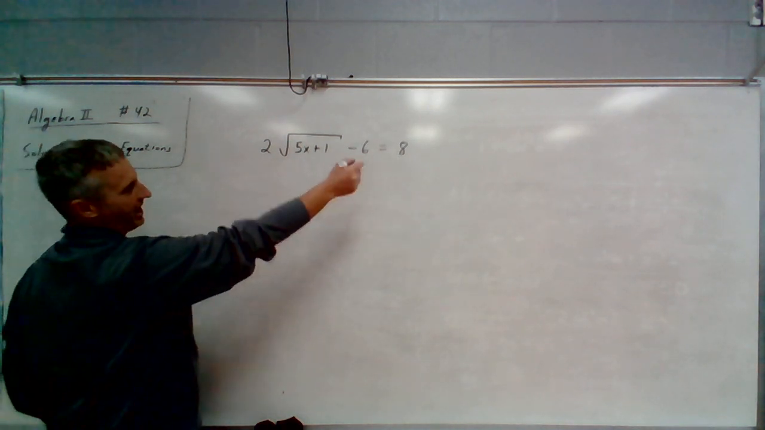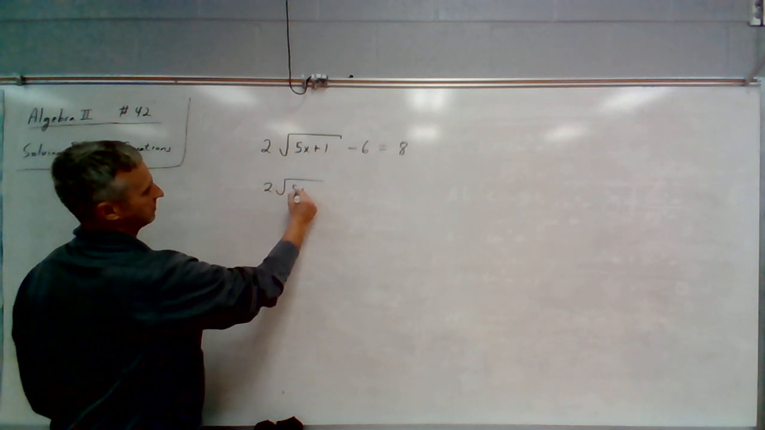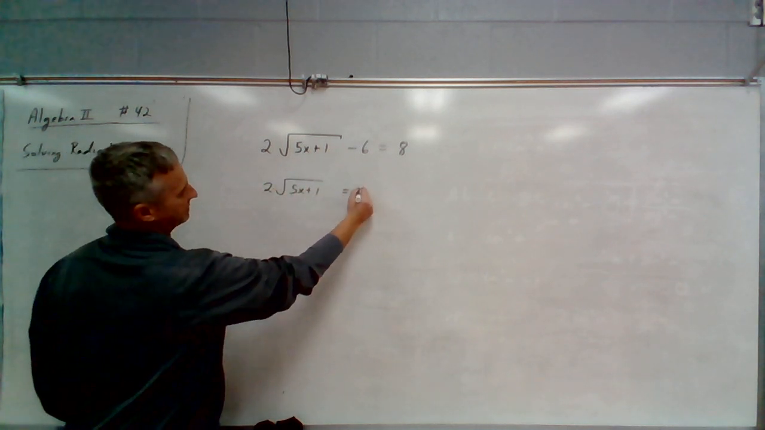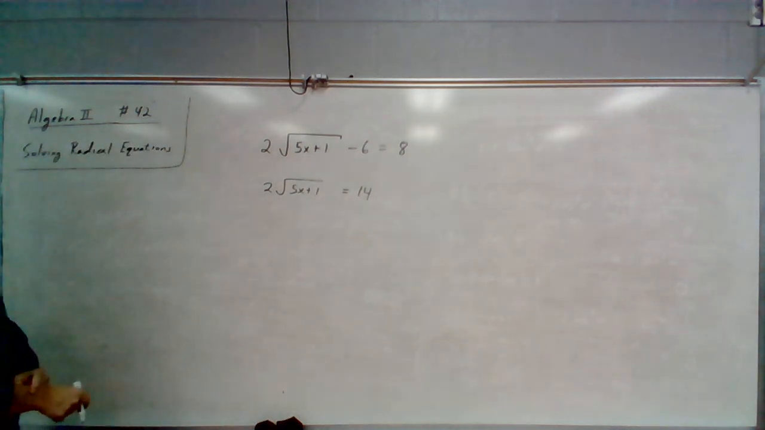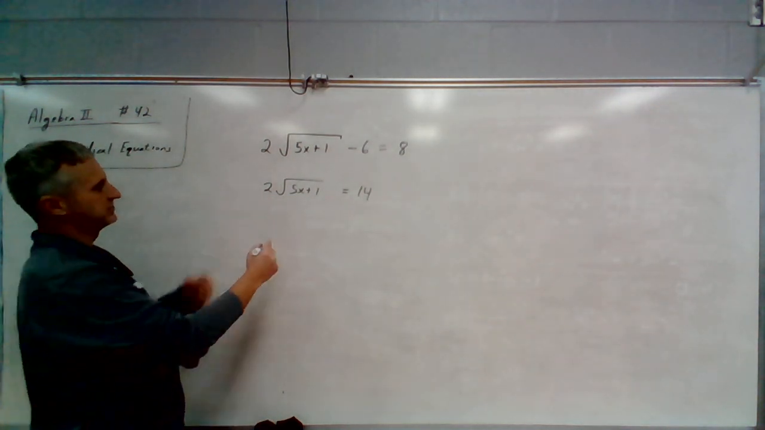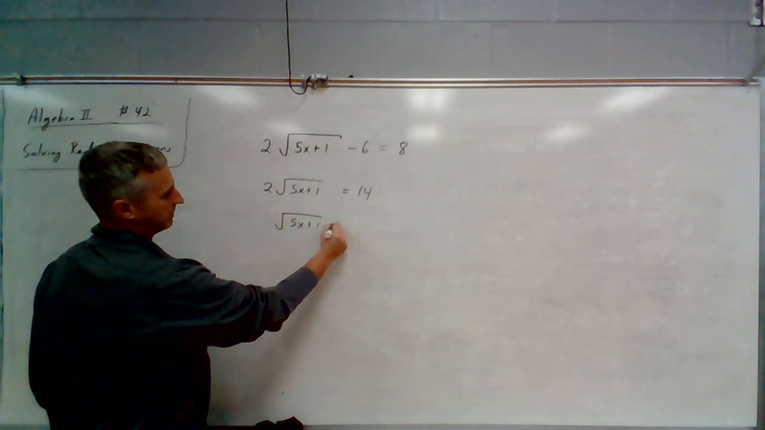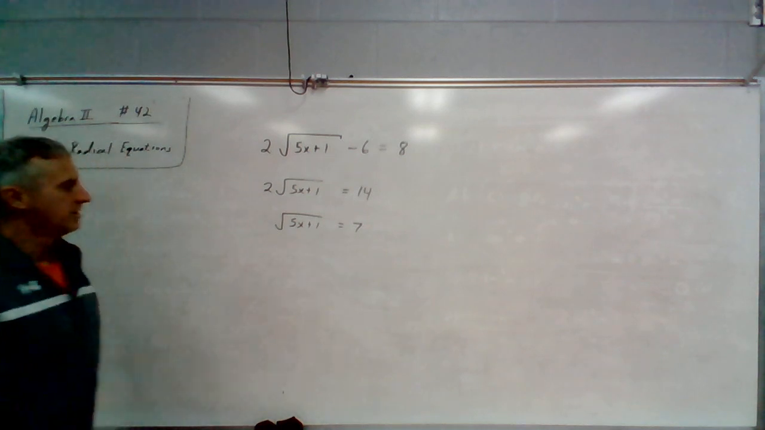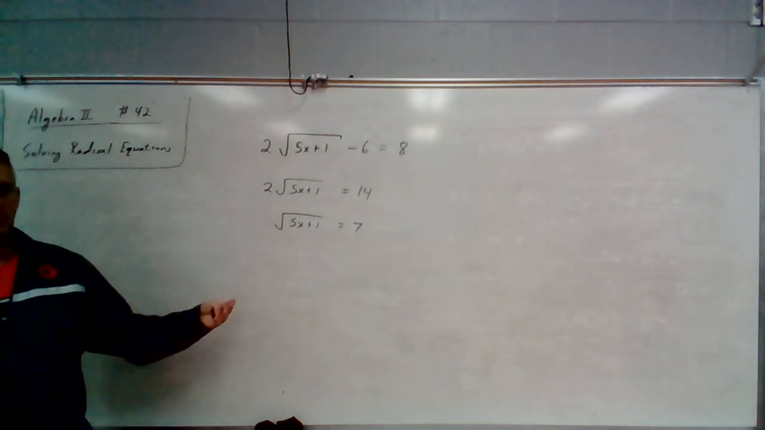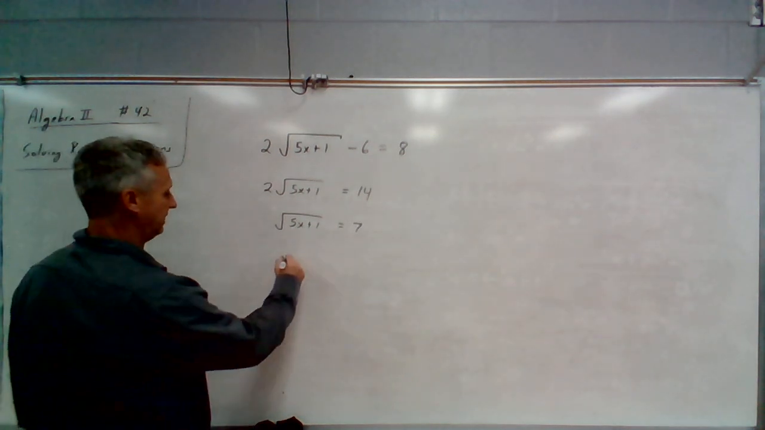So I'm going to add 6 to both sides. Got that. Equals 14. All right, and I'm going to isolate the radical, so I'm going to divide both sides by 2. I get that. All right, to undo this square root, I'm going to do the inverse of the square root. I'm going to square both sides.